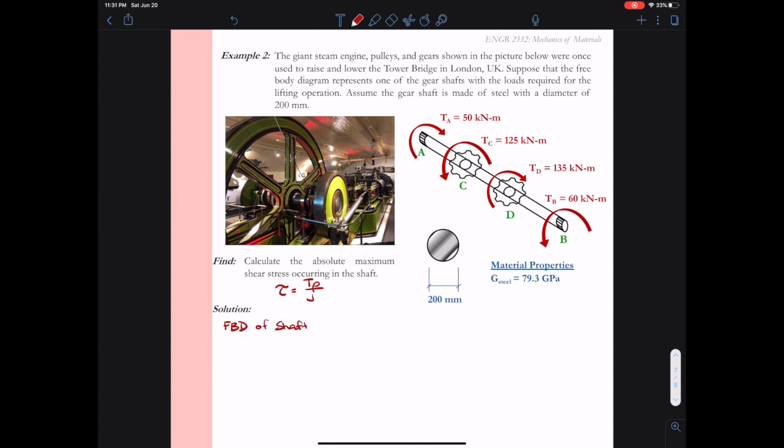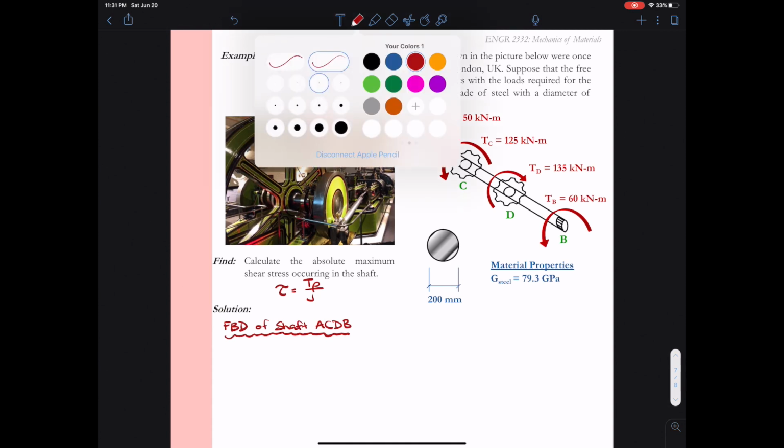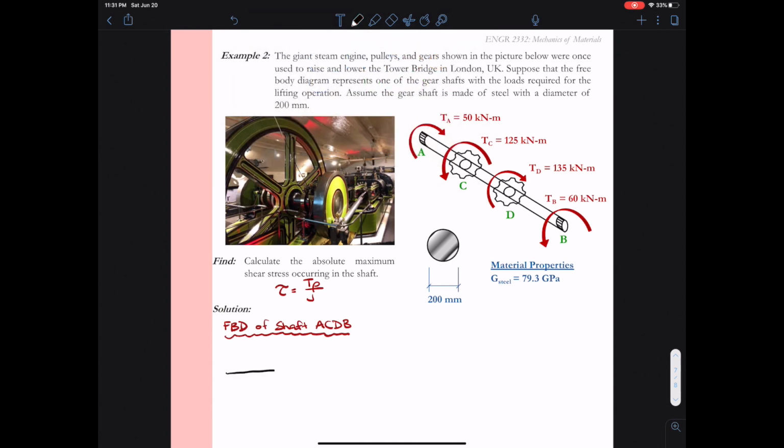So I took this picture of a giant steam engine in the Tower Bridge in London. It was awesome. Bridges meets mechanical engineering. It's such a beautiful thing. And I just want you to imagine that this is the state of torque on one of these particular gear shafts. So I'm going to redraw a free body diagram of this gear shaft ACDB with the torques applied, so that it's more in a linear direction and more matches my torque diagram.